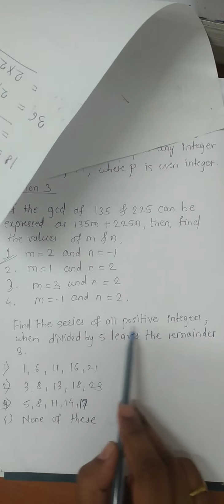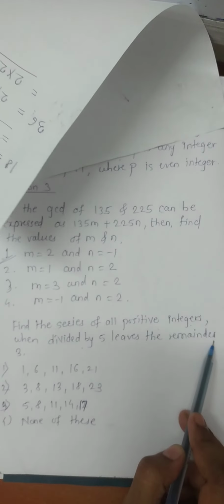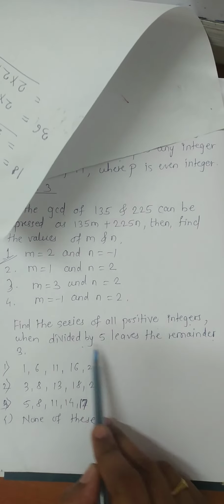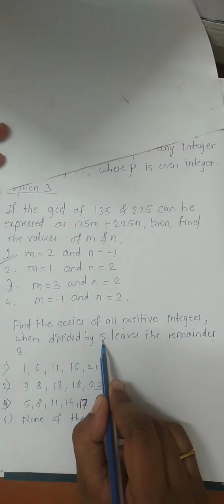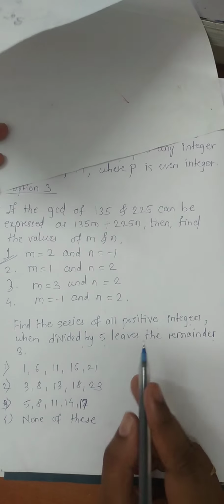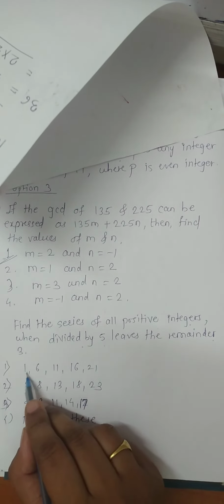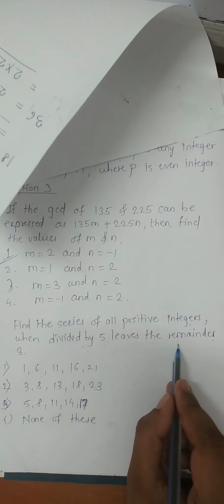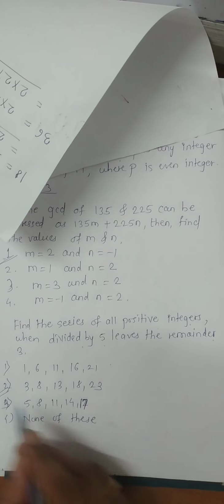find the series of all positive integers which when divided by 5 leave the remainder 3. Yes, which one is the correct one? When divided by 5 it leaves the remainder 3. So 5 divided by 5, what is the remainder? So here we do not get remainder 3. So this is not the correct one.